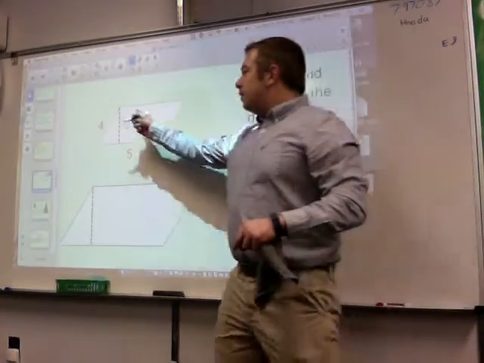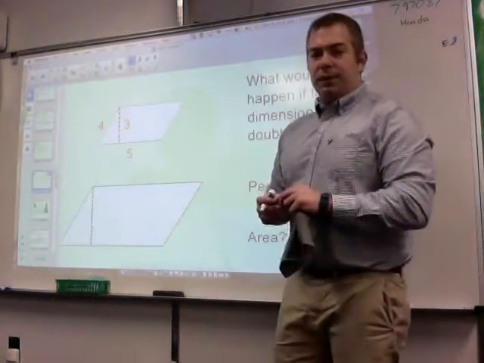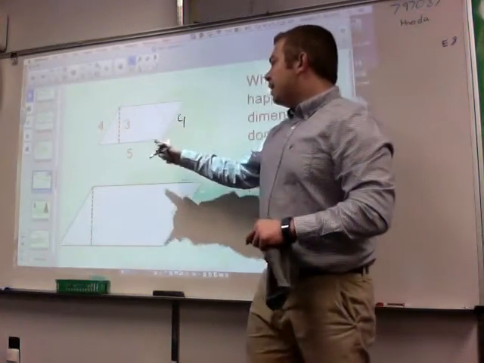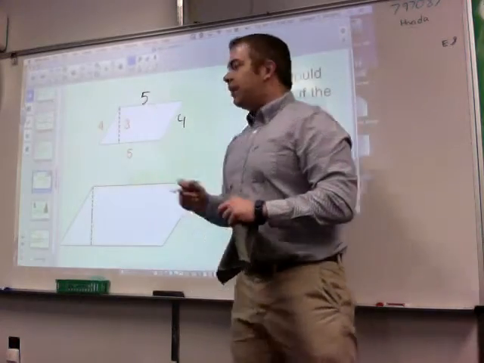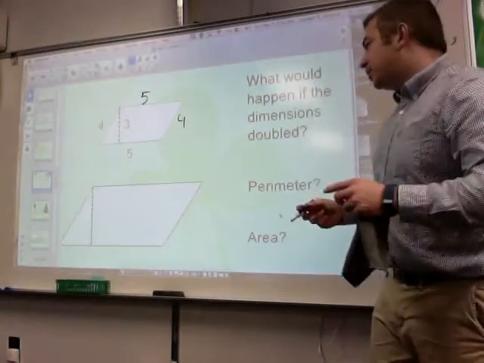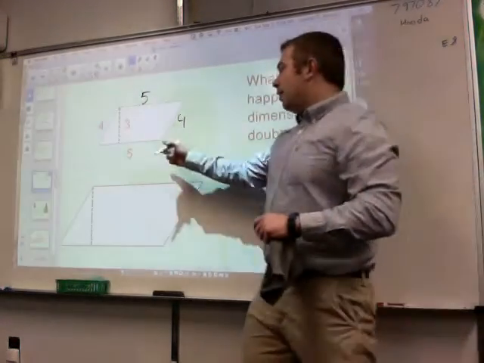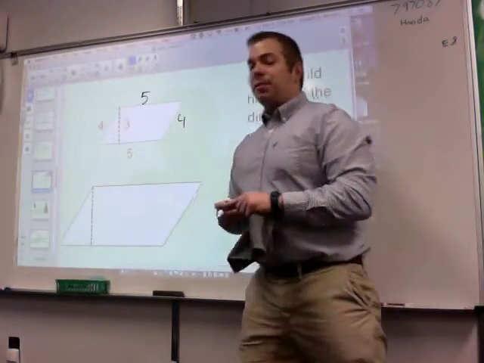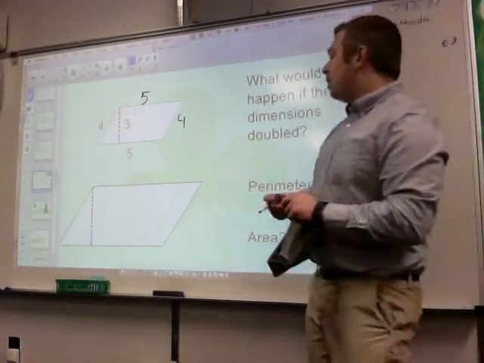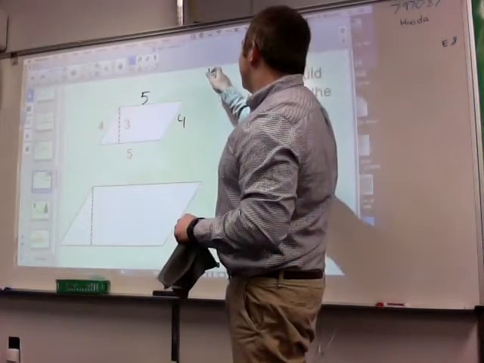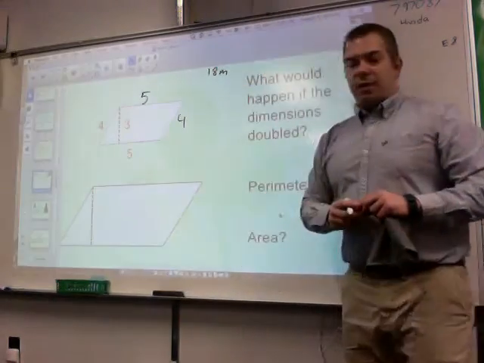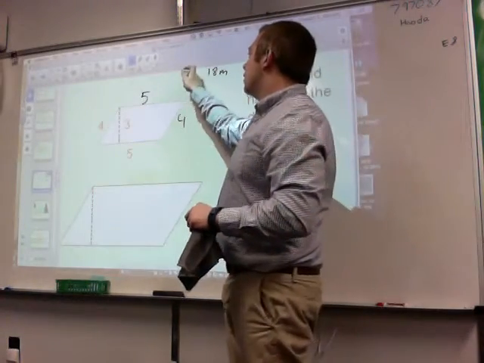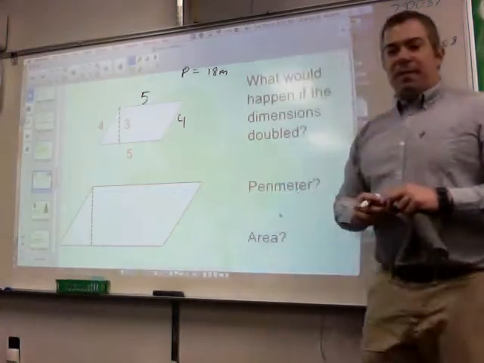So these sides are equal, so this would be a 4 as well, and these sides are equal. That'd be a 5. So the perimeter of this shape, let's say they were meters, would be 5, 10. 10 plus 8 would be 18 meters. All right, so right now we are at 18 meters for our perimeter. Perimeter equals 18.